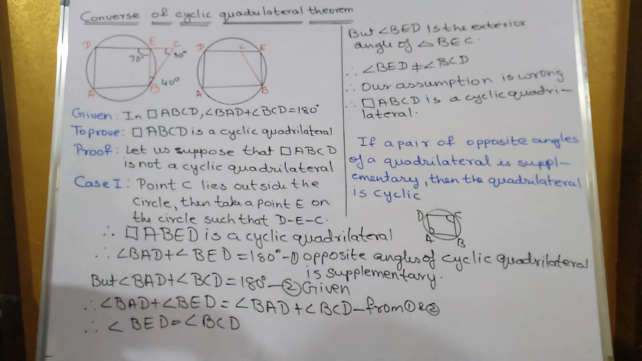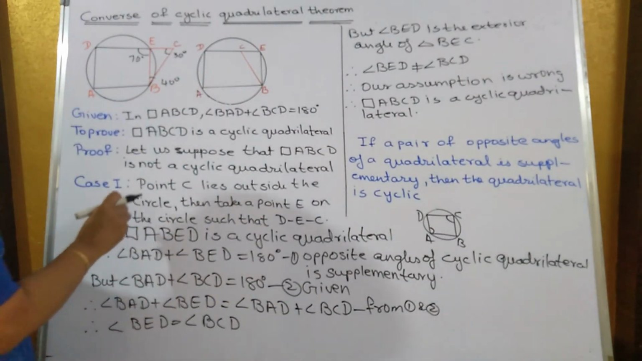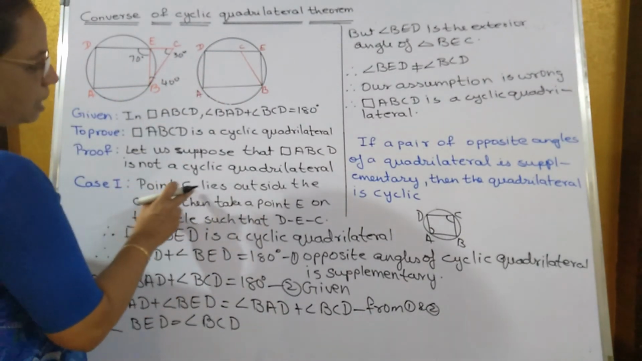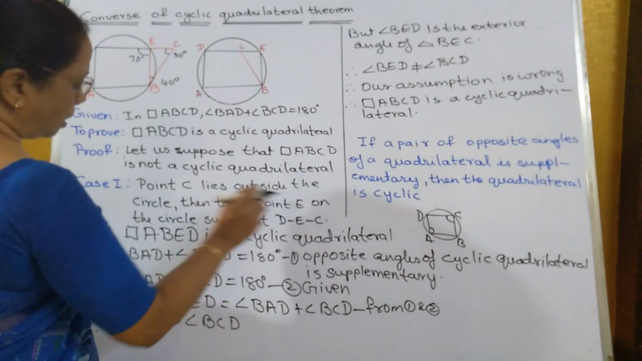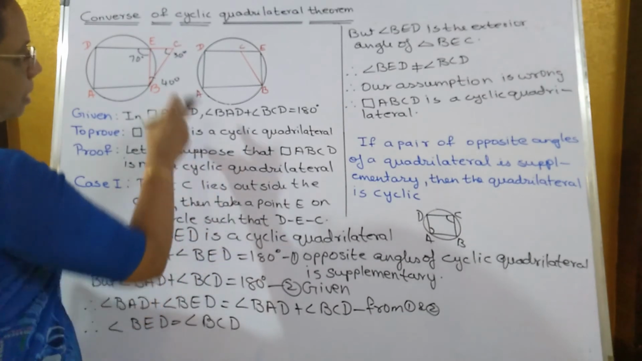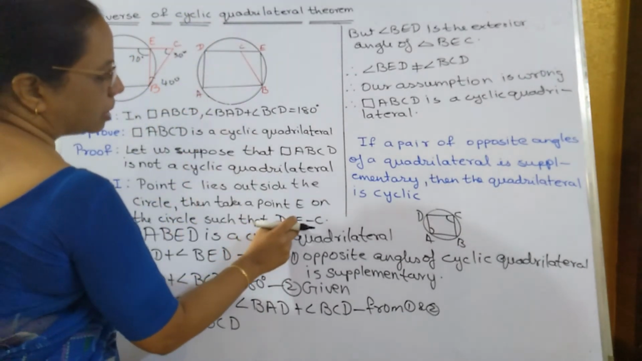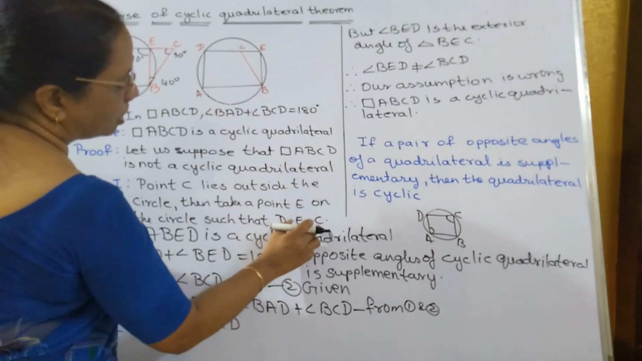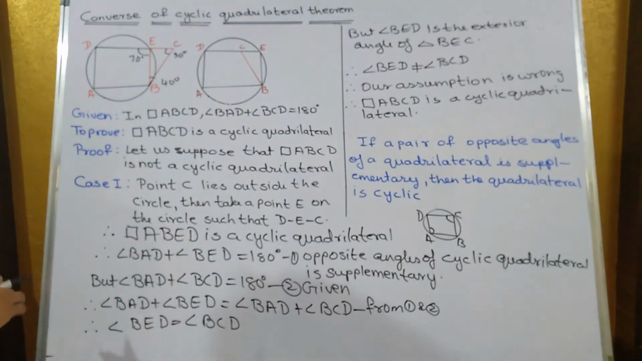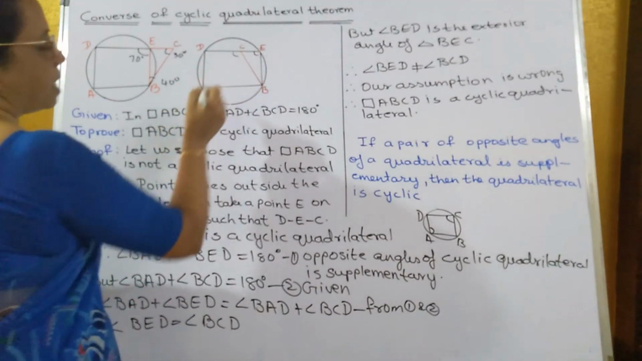Now, in case 2, you have to take point C. Everything will remain same. Only you have to write over here point C lies inside the circle. Then take a point E on the circle such that D-C-E. Here it was D-E-C. Over here you have to write D-C-E. So that's the only difference. Rest all will remain same. Here also this is the exterior angle. So this angle and this angle can never be equal.